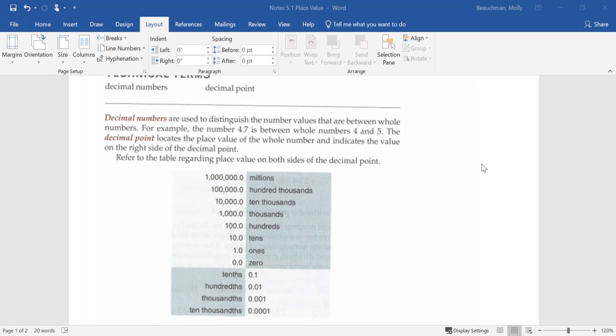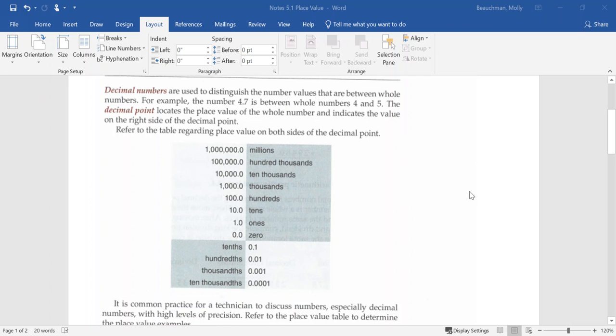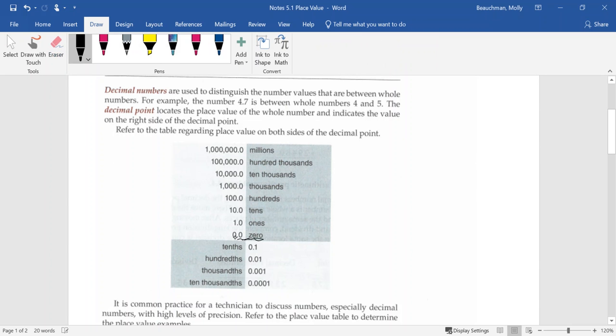The decimal point locates the place value of the whole number and indicates the value on the right side of the decimal point. So let's take a look at the table regarding place value on both sides of the decimal point. If we start at 0 and move to the left, we have the ones place, tens place, hundreds, thousands, 10,000s, 100,000s, millions. For each of the place values on this side of the decimal point, we're multiplying by 10. So for whole numbers on the left-hand side, you multiply by 10.